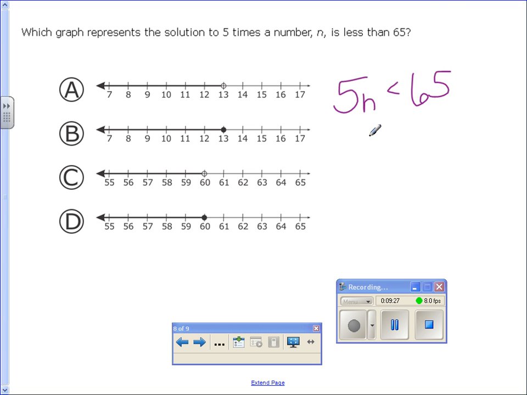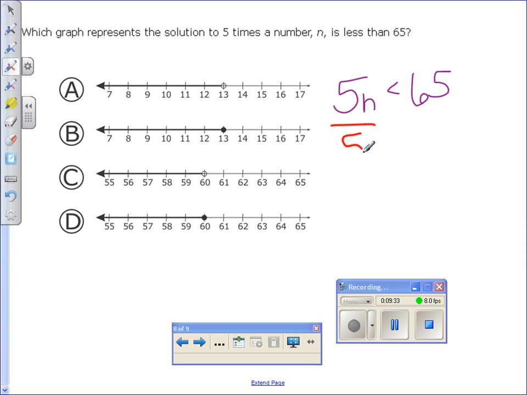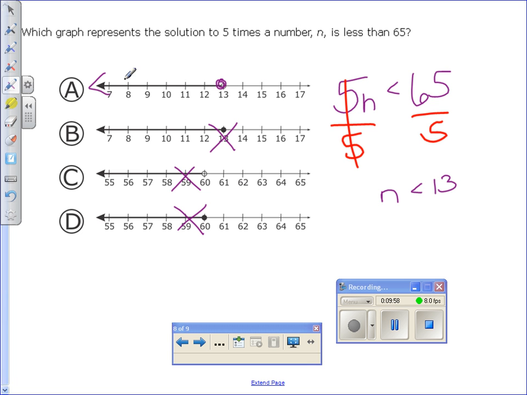So if I do not know what 5 times what is 65, I'll do the opposite of multiplying, the inverse, and I'll divide by 5. And then N needs to be less than 13 because 65 divided by 5 is 13. Again, that automatically rules out anything with greater than or equal to. So less than 13, it would be an open circle, open bullseye. And to the left, you're going to also see a less than symbol there. The answer is A.